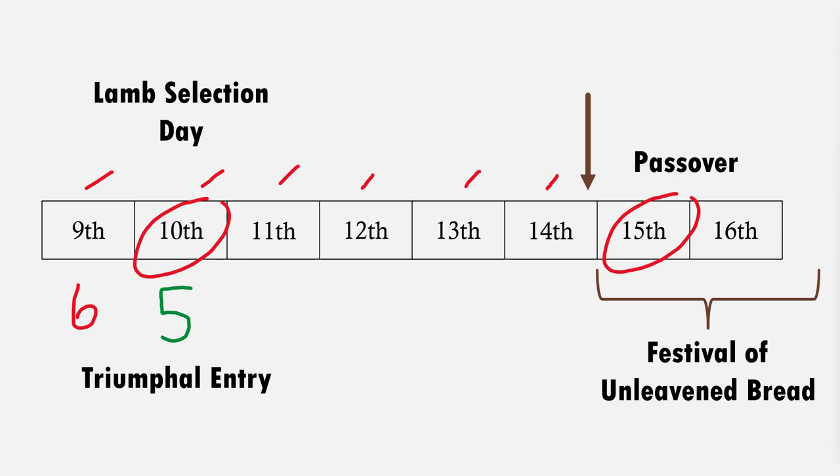Because Jesus is the Lamb, right? He's presenting himself to Jerusalem to say, pick me, people. I'm enough for your family. Because that's in Exodus, right? Pick me. I mean, Jesus, he doesn't miss anything. And we kind of leave out this one little detail of the 10th. So Lamb Selection Day is the triumphal entry.